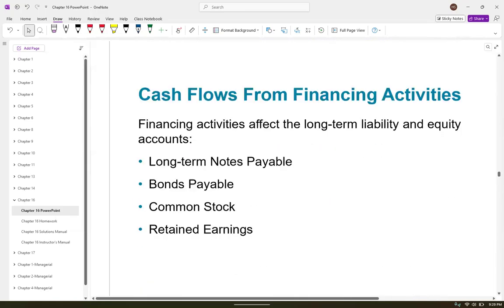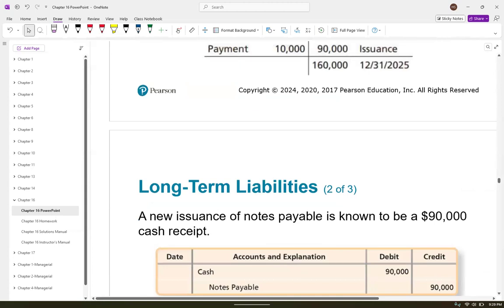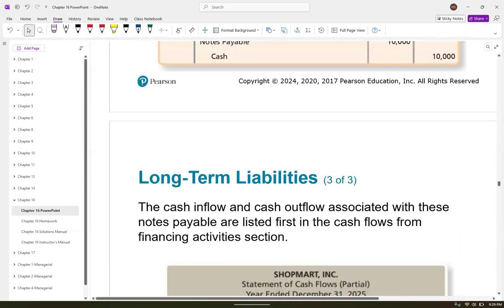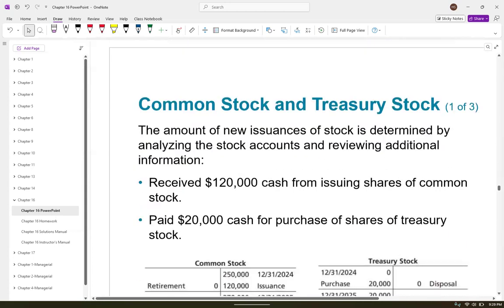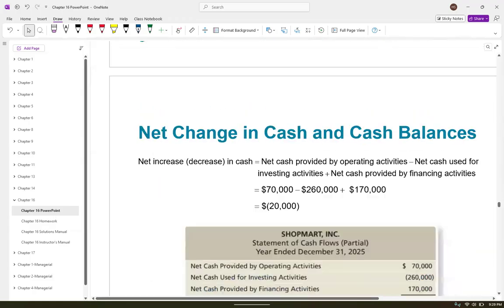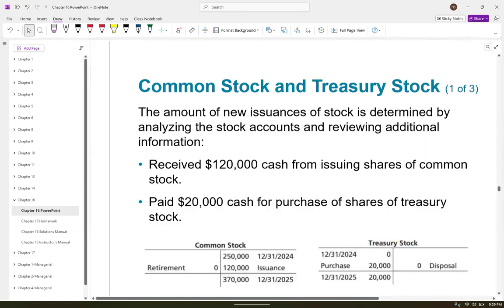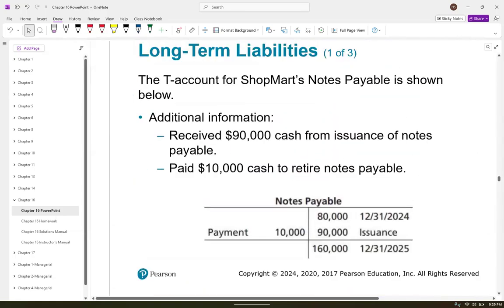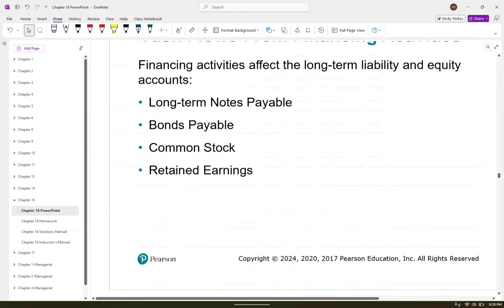Sorry, I do apologize for moving these slides around so much. I am going to go look in the next section. I probably should have done that already. I'm sorry. Let me see if they tell us anything about... no, that's long-term liabilities.